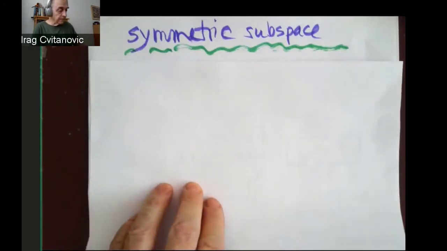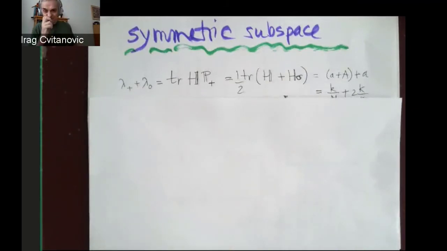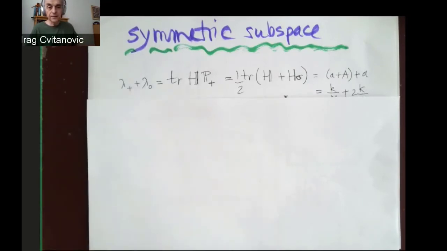What happens in a symmetric subspace? Remember, that's a two-dimensional system. And we know one thing about the system. The Hamiltonian will be a 2 by 2 matrix, and its trace will be the sum of its eigenvalues. One of them I'll call L plus for symmetric, and the other one I'll call L0. And that's, again, an easy calculation.